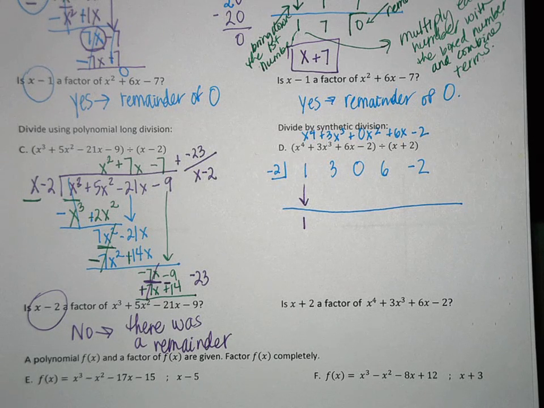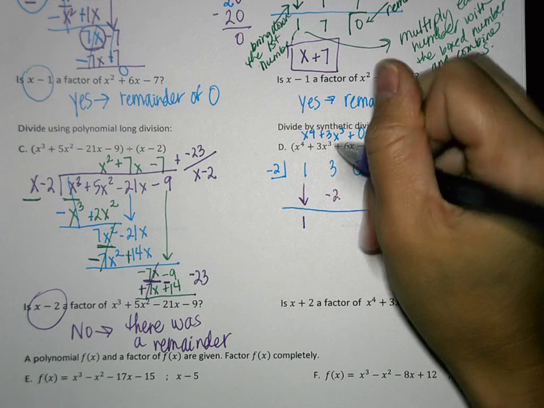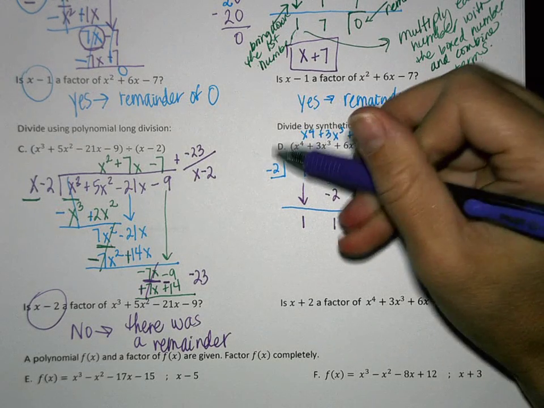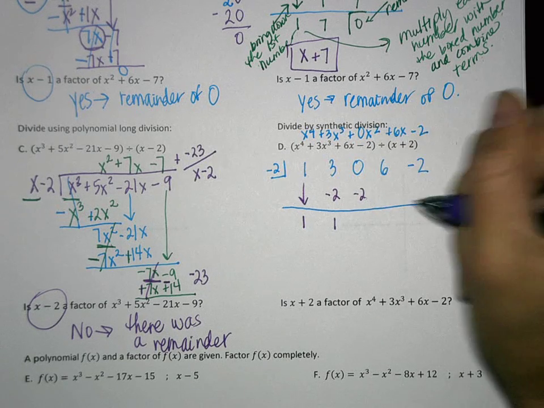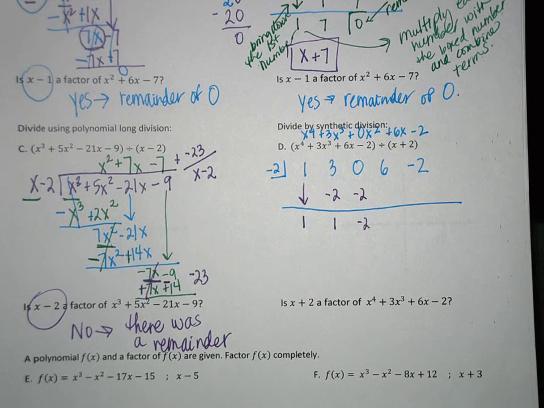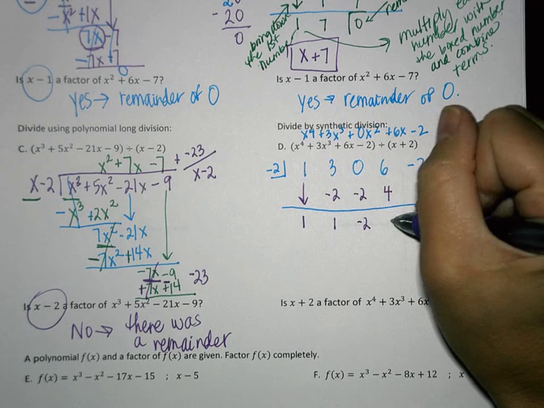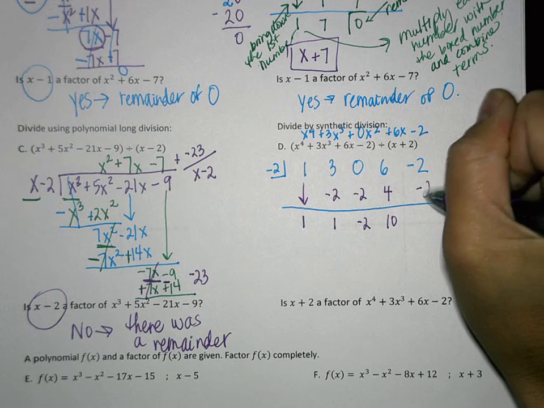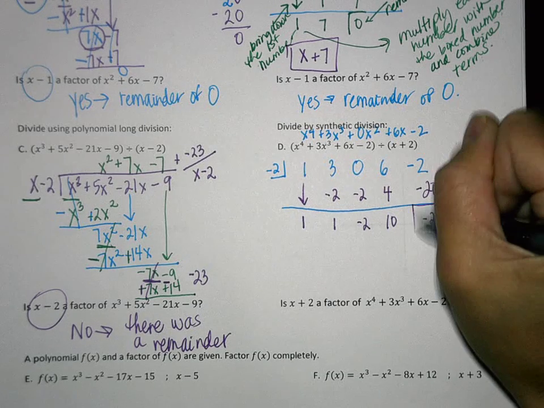Okay? So, what is 1 times -2? -2, and 3 minus 2 is 1. Okay? Again, we multiply. 1 times -2 is -2, and 0 minus 2 is -2. Multiply again. -2 times -2 is +4. We add down and get 10. 10 times -2 is -20, and we add down and we get -22. And that number is always our remainder.